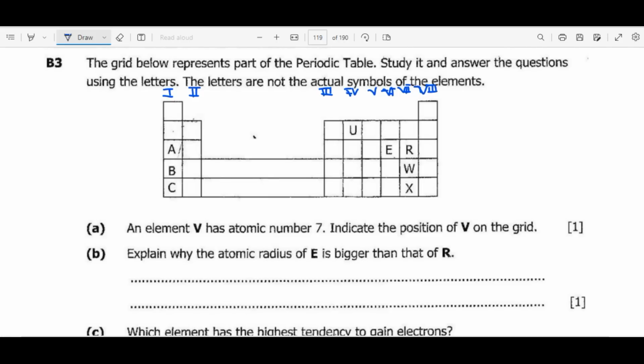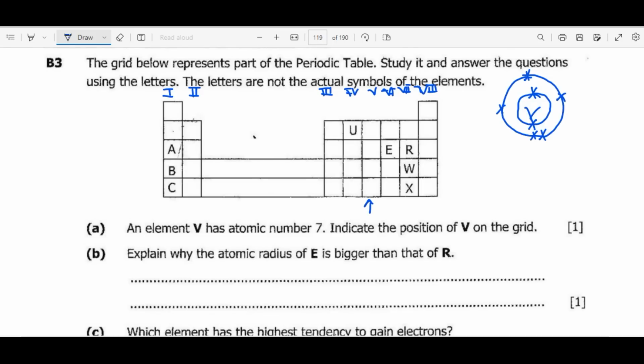So we can now write V. So the first shell must occupy 2 electrons, so we put 2 electrons. Then if we subtract 2 from 7, we have 5 electrons in the outermost shell. So 1, 2, 3, 4, 5 electrons. So if we have 5 electrons, this element V is going in group 5. So group 5 is this one.